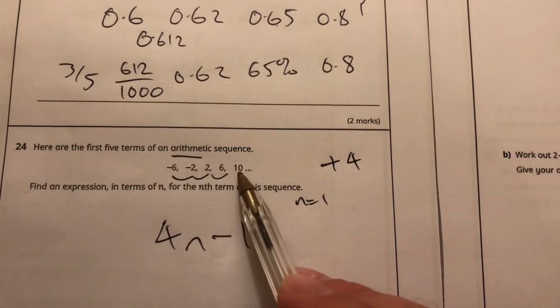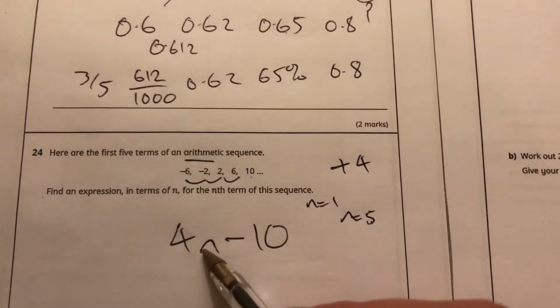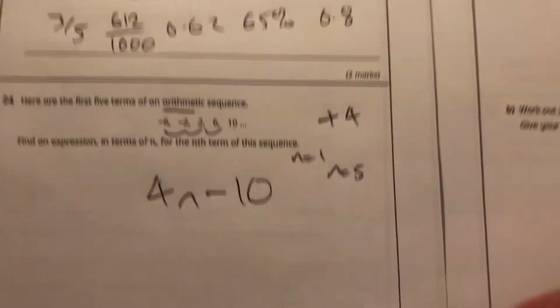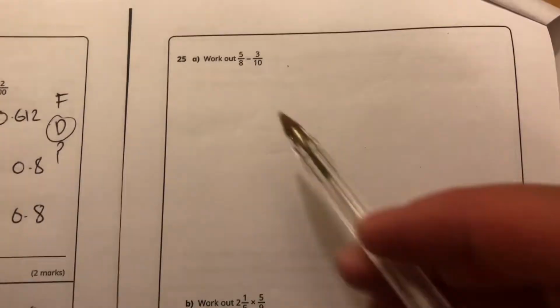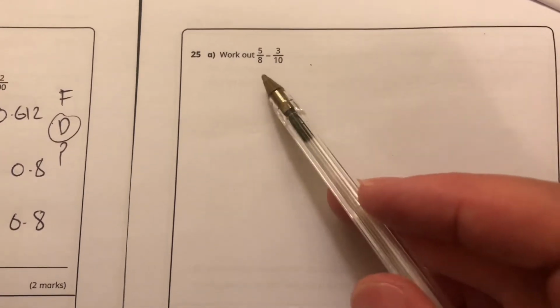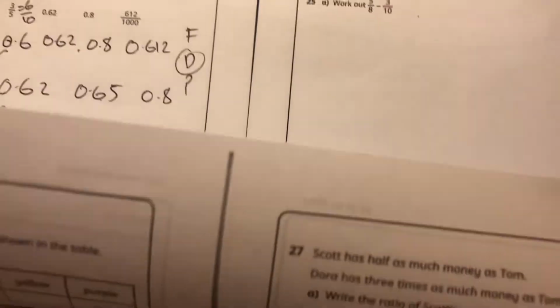Check it with any of them. 1, 2, 3, 4, 5. Try the 5th term. n equal to 5. 5 times 4 is 20. 20 minus 10 is 10. 2 marks. Not bad for 2 marks. There's some fractions. They don't have the same base, so it might take a bit of working out. Lowest common denominator. I'm going to skip that for a bit. I'll come back to it later.